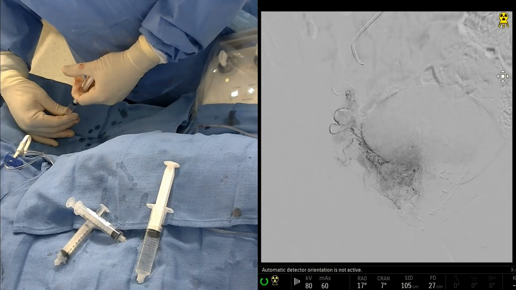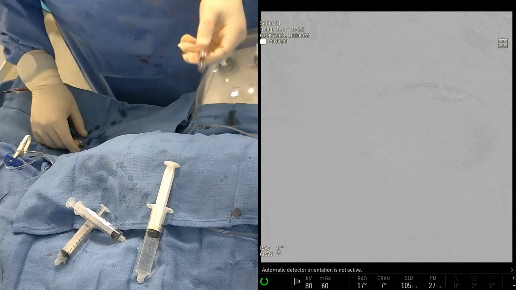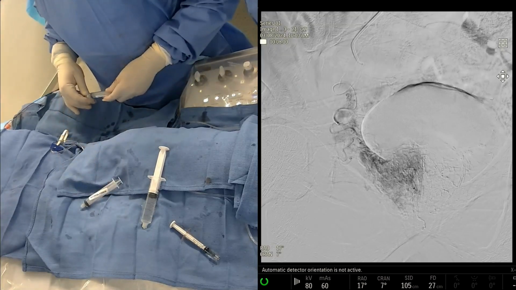See, we're missing that spot at the bottom, but that's okay. Nice. We're going to do a little bit more nitro here. All right, let's grab the embolic, Puneet, and we'll get going.